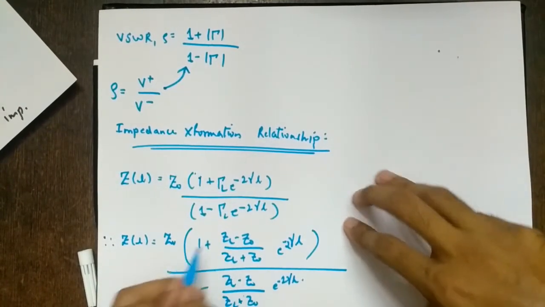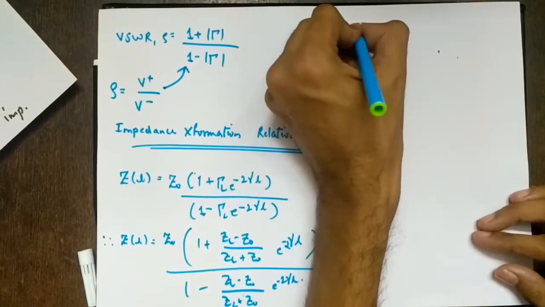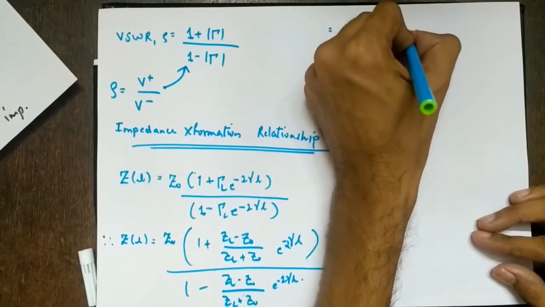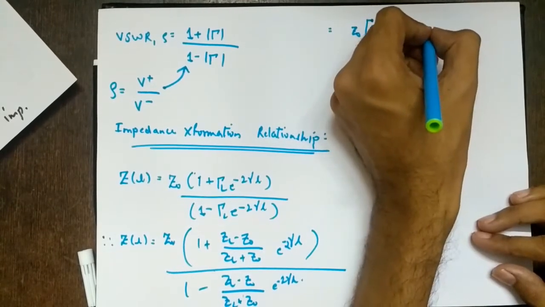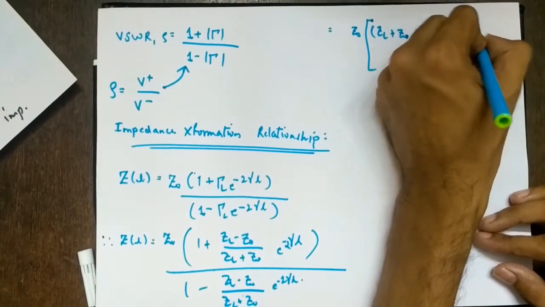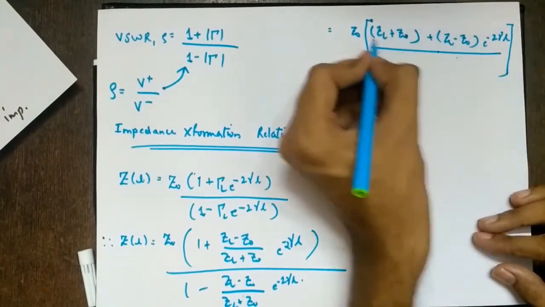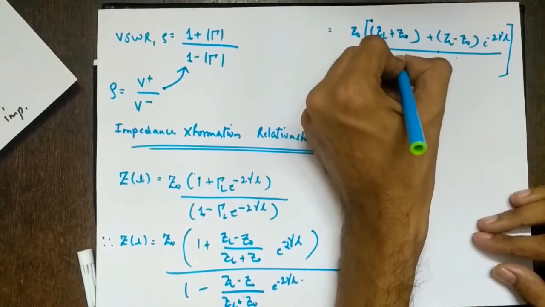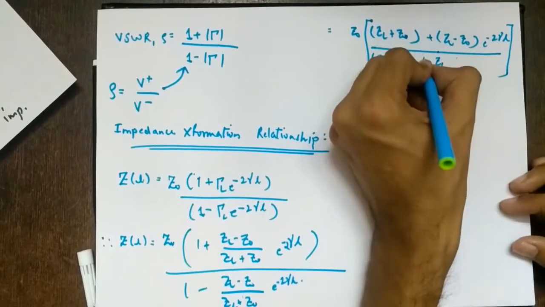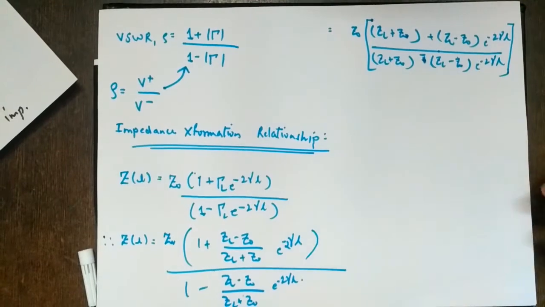So I'll multiply and divide by ZL plus Z0 throughout. So this will be equal to Z0 into (ZL plus Z0 plus (ZL minus Z0) e raised to minus 2 gamma L) upon (ZL plus Z0 minus (ZL minus Z0) e raised to minus 2 gamma L), right?